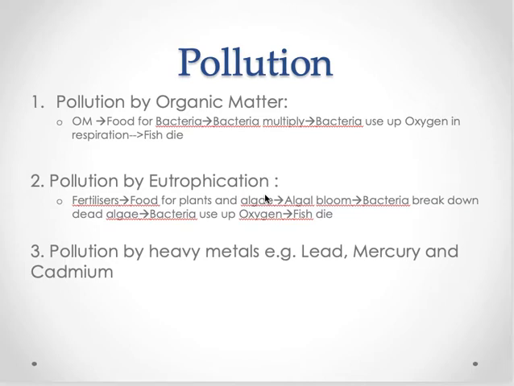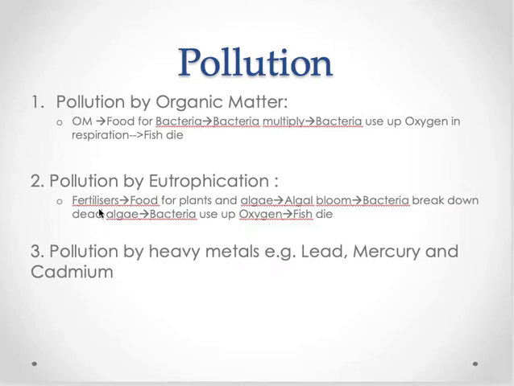Now we're going to turn our attention to pollution, sewage treatment, and a little bit of instrumental analysis just to finish out this water chapter. So far when we've been talking about pollution, we've talked about pollution by organic matter. If you remember, organic matter gets into the water. That organic matter is lovely food for bacteria. The bacteria then multiply because they've got a great food source. The bacteria use up all the oxygen when they're respiring. And if they use up all the oxygen, then the fish die. We also looked at pollution by eutrophication, a similar process but not exactly the same.